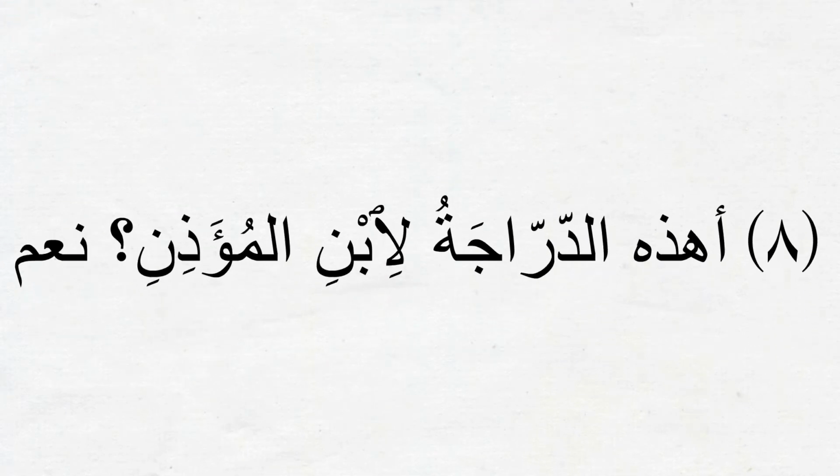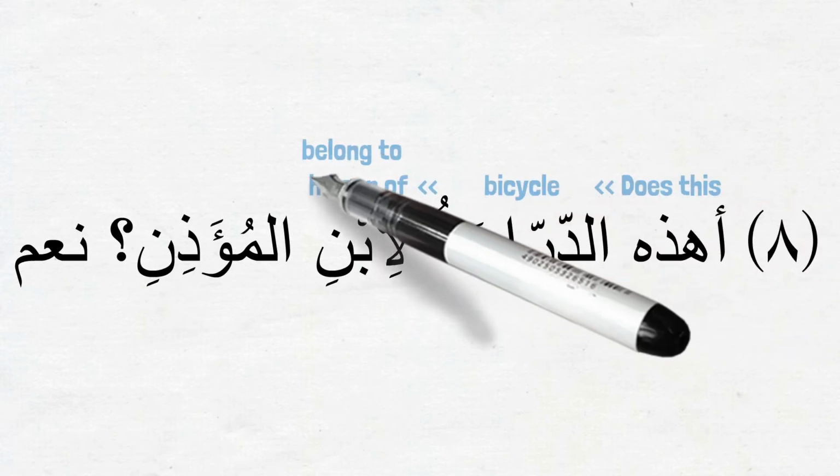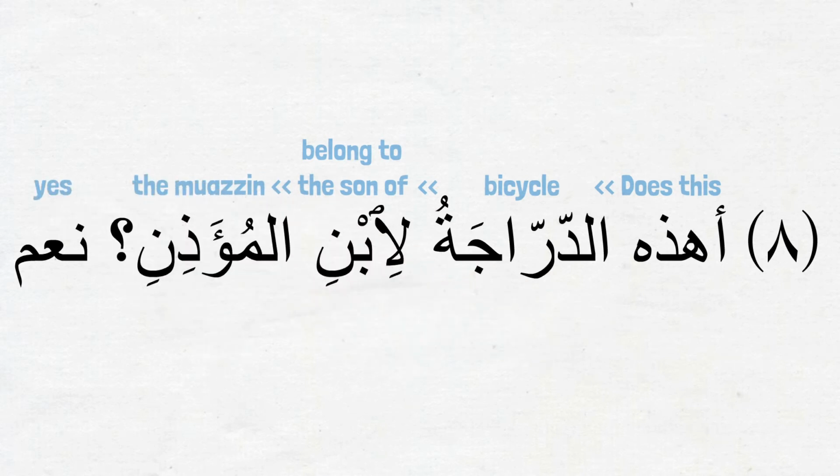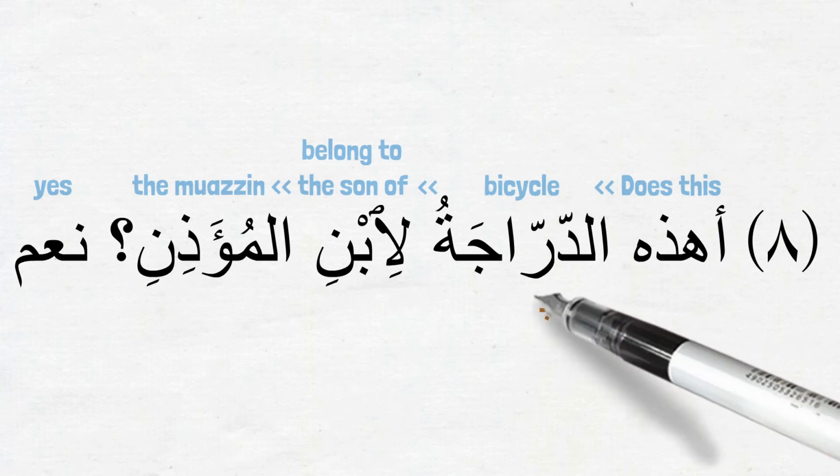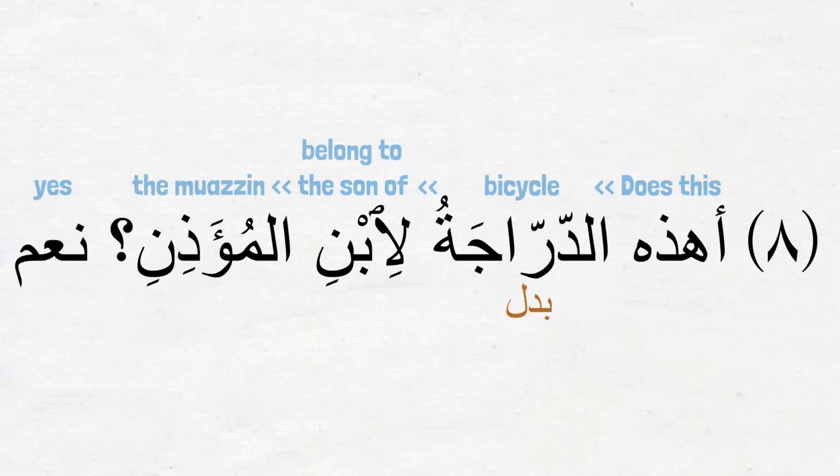Sentence 8. أهذه الدراجة لابن المؤذن؟ نعم. Does this bicycle belong to the son of Mu'adhin? Yes. Can you identify the badal in the question? It is الدراجة, right? الدراجة is coming as badal for هذه here.